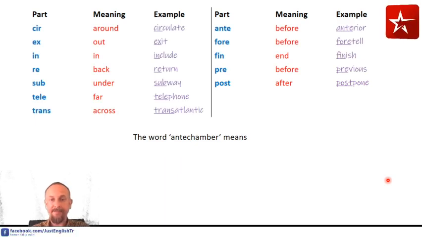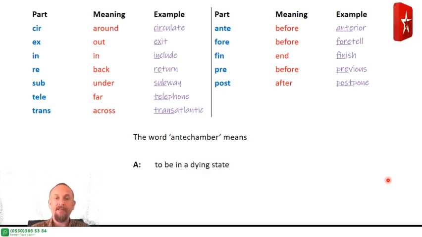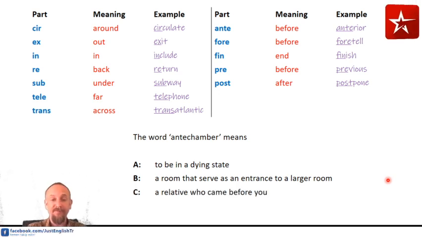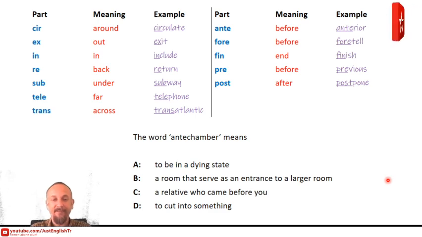Antechamber. Antechamber. It's more like an eh sound. Antechamber. We have A, to be in a dying state. We have B, a room that serves, same mistake, I did lots of copy and paste, as an entrance to a larger room. We have C, a relative who came before you. Well, I think we know that's not the answer, don't we? And then we have D, to cut into something.